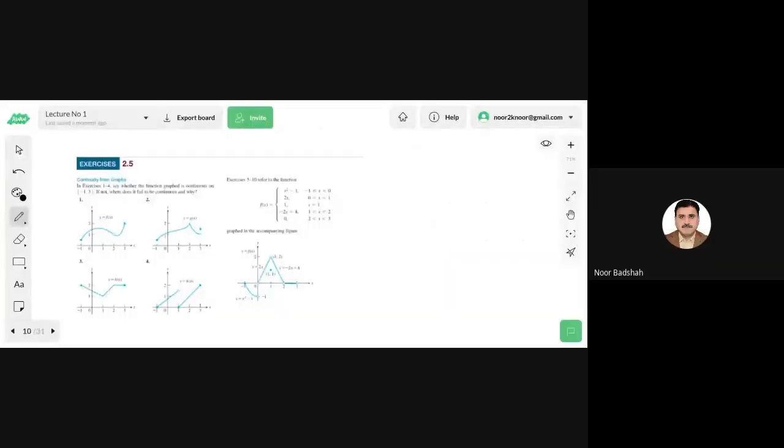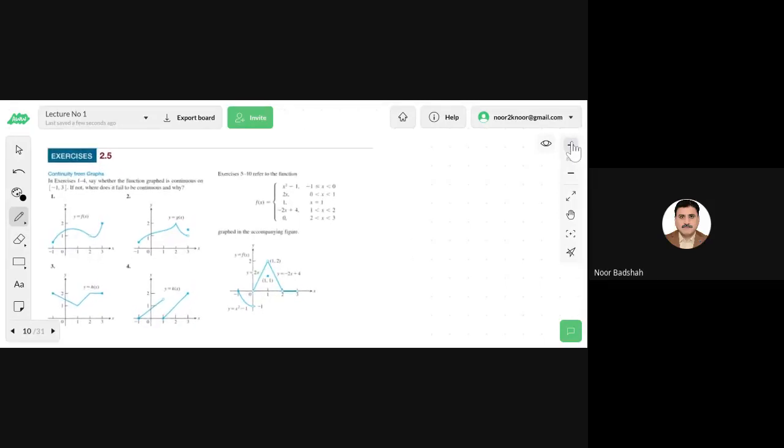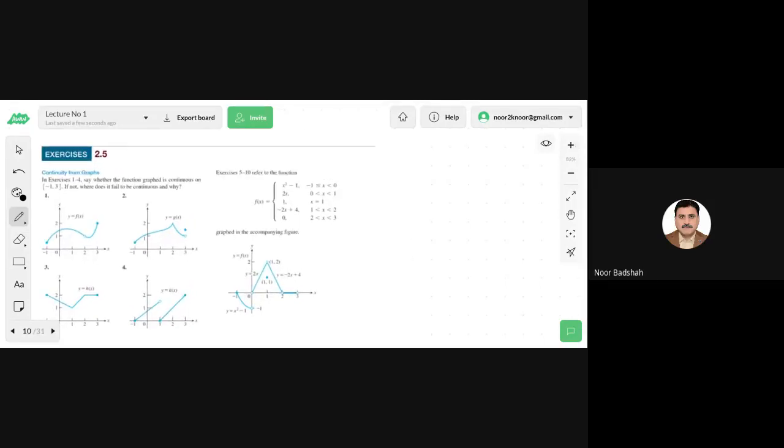Okay, let's move toward the next one. That's exercise 2.5. You can see that in the book. You have to tell where the function is continuous and where it is discontinuous. So I think it's clear to everybody now. Why is it discontinuous, you will know the reason too, what happens where there is a hole, where there is a jump. So you can do question number 1 to 4.